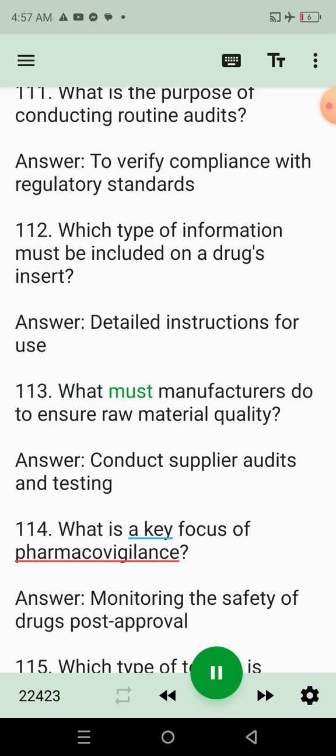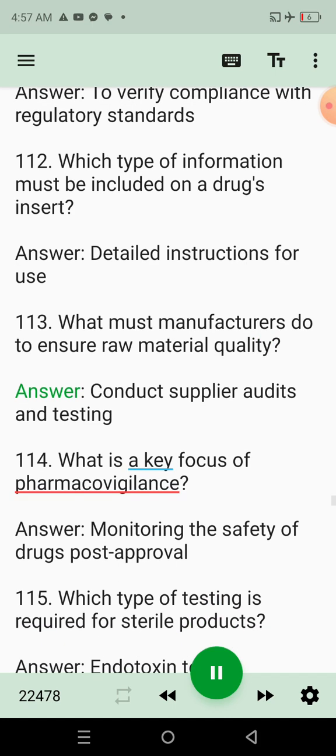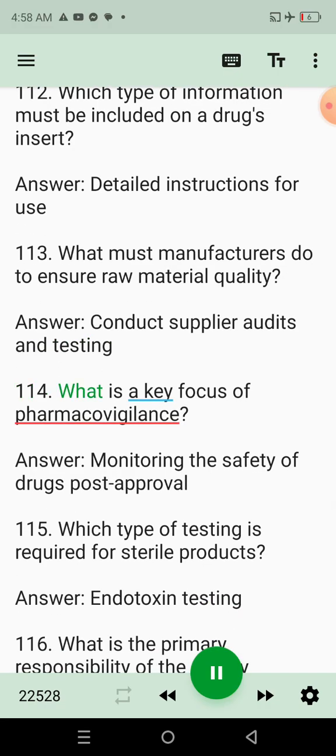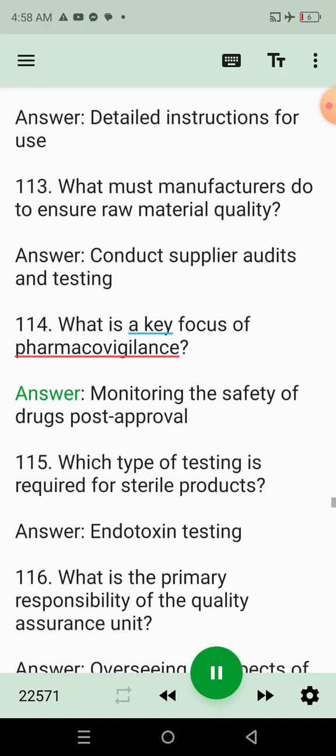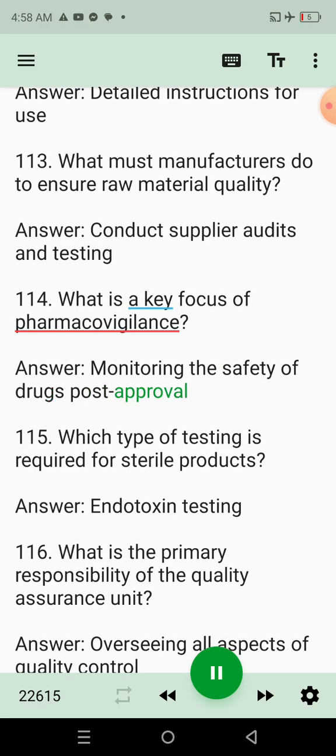113. What must manufacturers do to ensure raw material quality? Answer: conduct supplier audits and testing. 114. What is a key focus of pharmacovigilance? Answer: monitoring the safety of drugs post-approval.